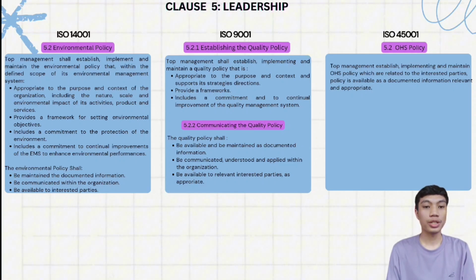5.2 OSH policy, used for ISO 45001, which is top management establish, implement and maintain an OSH policy which is related to the interested parties. The policy is available as documented information, relevant and appropriate.